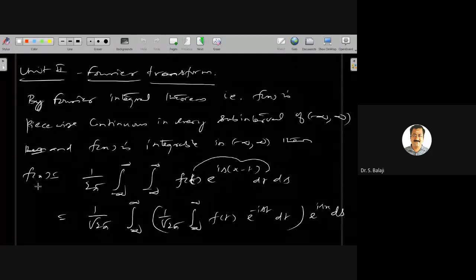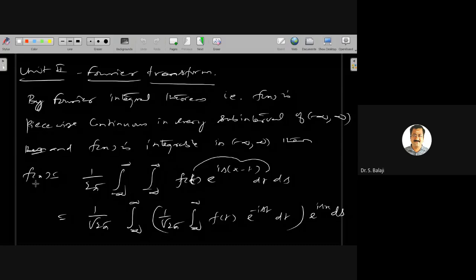Then f of x can be written as 1 by 2 pi double integral from minus infinity to infinity of f of t e power is of x minus t dt ds. F of x can be written in terms of a double integral of the same type of function with another variable. It's the same f of x you can use here. That can be represented like this in double integral form. This is the Fourier integral theorem.